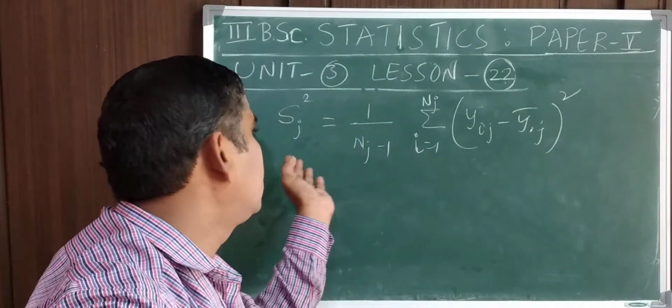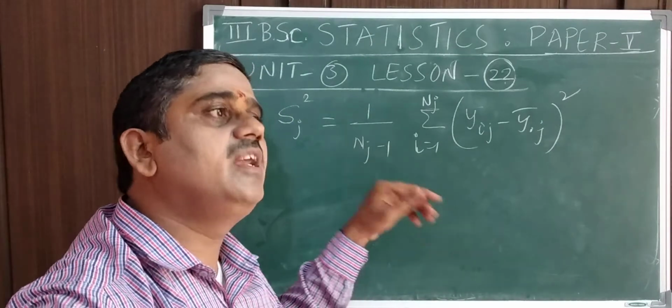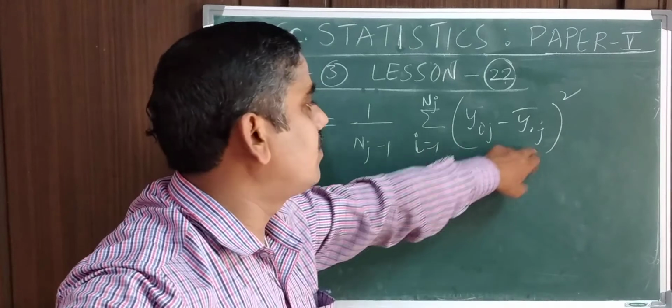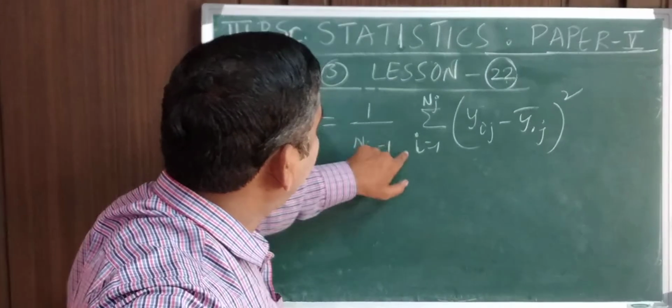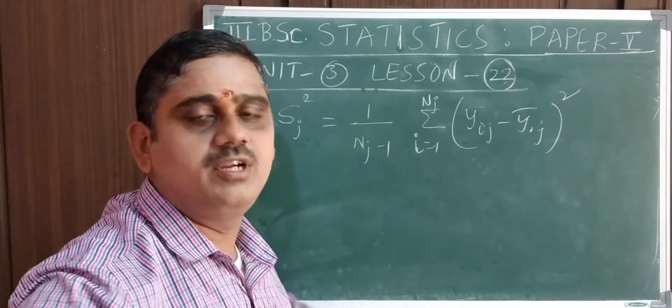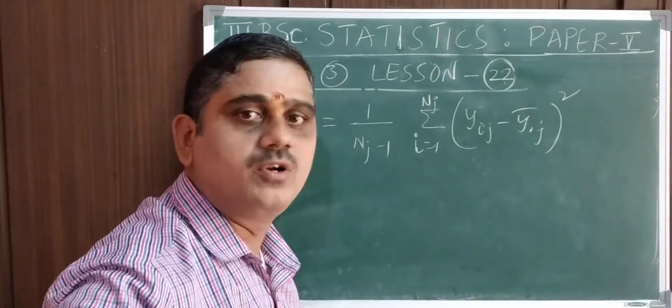It is the population mean square. We have to consider the mean of the jth stratum, so that is y bar dot j. Yij minus y bar dot j whole square. Its summation depends on i is equal to 1 to nj. There it depends on summation j. Now it depends on summation i is equal to 1 to j.